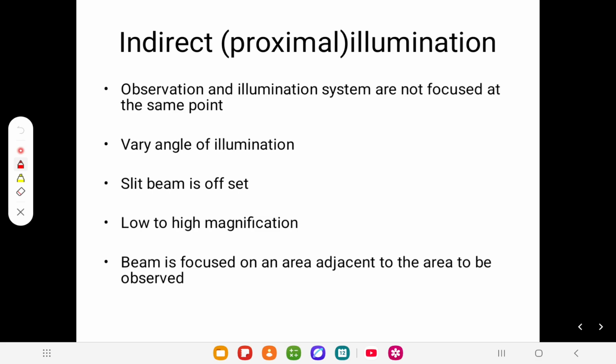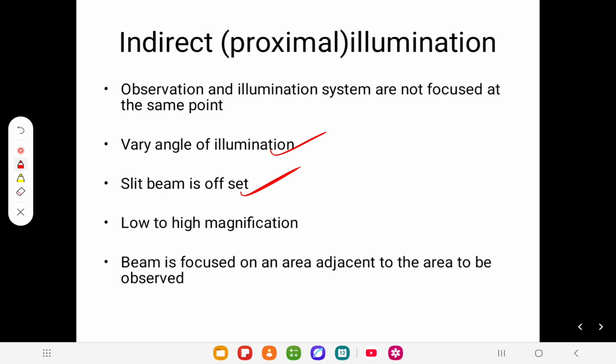I have already told you what is direct: observation and illumination system are focused at the same point. What is indirect? Observation and illumination system are not focused at the same point. Basically it means you are not observing where the light is thrown. Simple. Vary the angle of illumination. Yes, there are different angles of illumination. The slit beam is offset. Yes, we want to offset it. We don't want coaxiality.